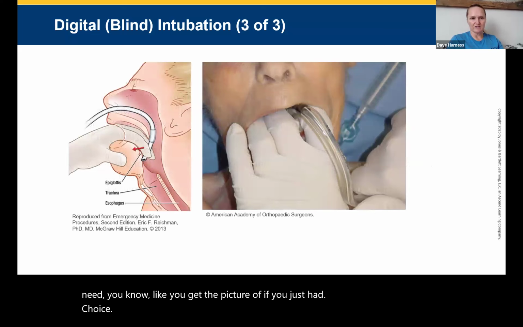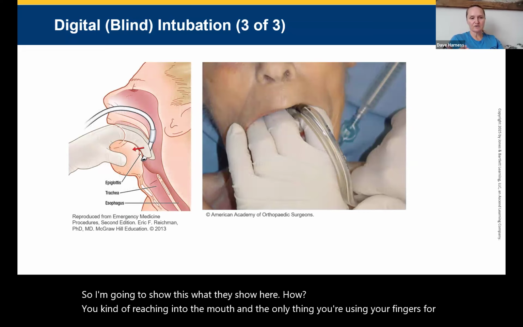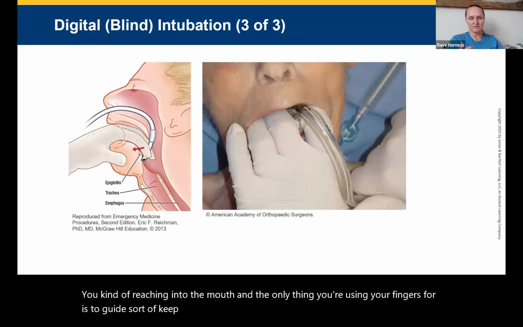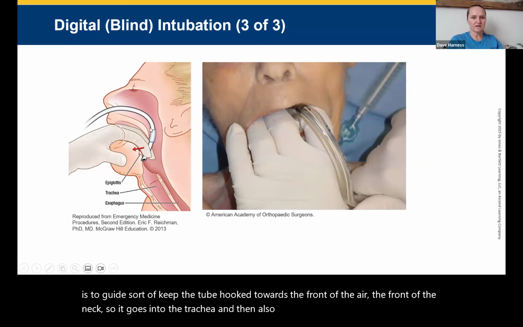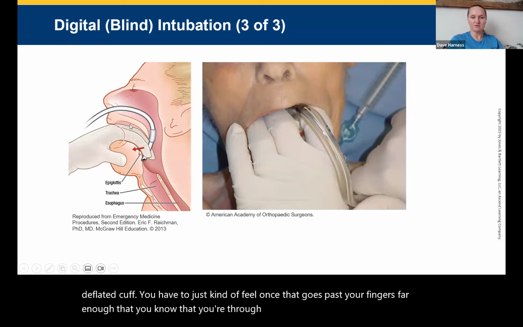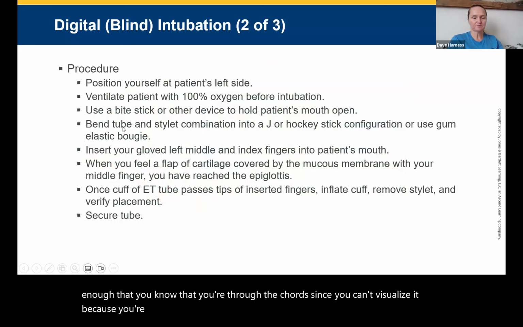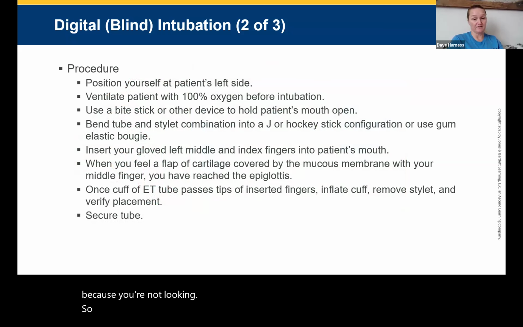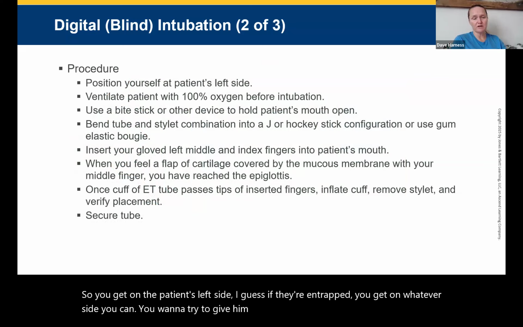So I'm going to show what they show here, how you're reaching into the mouth, and the only thing you're using your fingers for is to guide, to keep the tube hooked towards the front of the neck, so it goes into the trachea, and then also you will feel. So this right here is the deflated cuff. You have to feel once that goes past your fingers far enough that you know that you're through the cords, since you can't visualize it because you're not looking back there. So you get on the patient's left side. I guess if they're entrapped, you get on whatever side you can. You want to try to give them 100% oxygenation if possible.